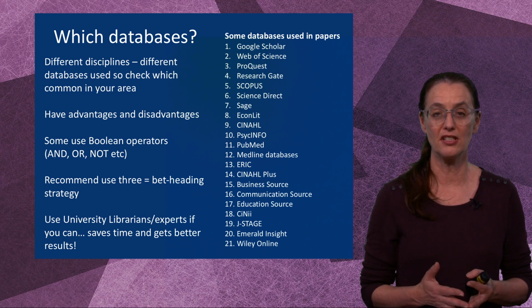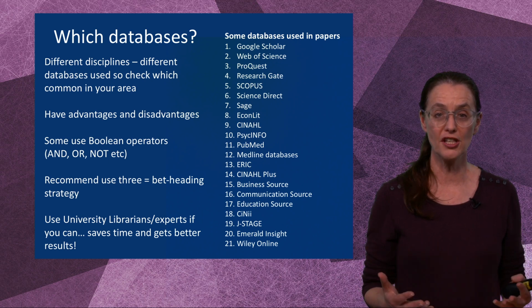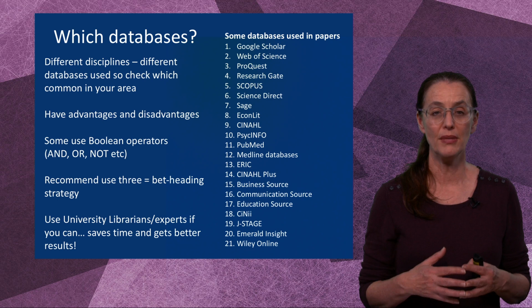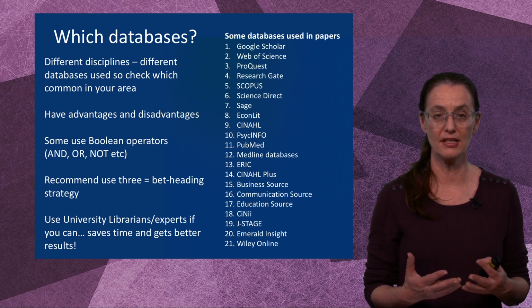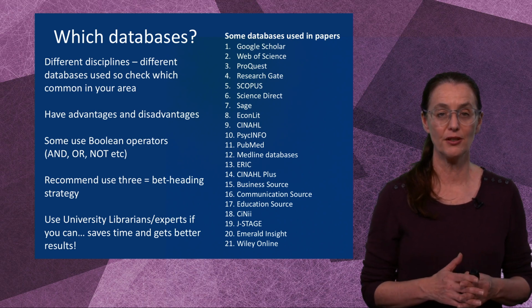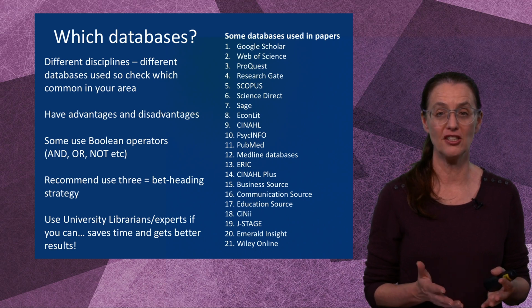Each of them has advantages and disadvantages, and those again relate to what literature they cover, but also the mechanisms that you can use to search them. Many of them use those Boolean operators, the AND, OR, NOT statements that we were using in the example before. For the systematic quantitative literature review, I generally recommend using three, and it's a bet hedging strategy.